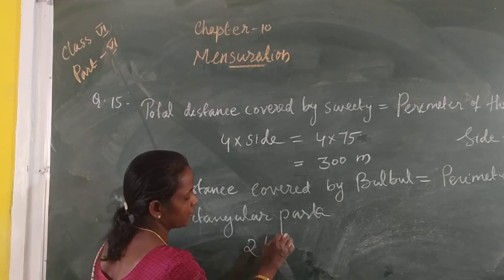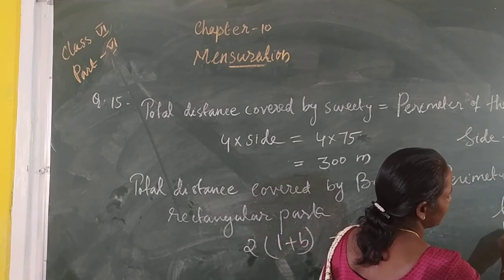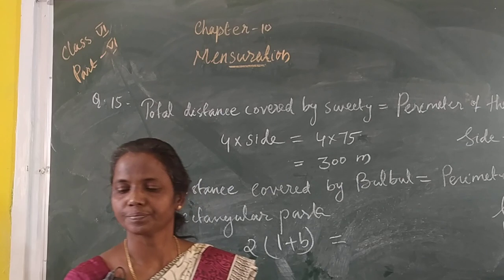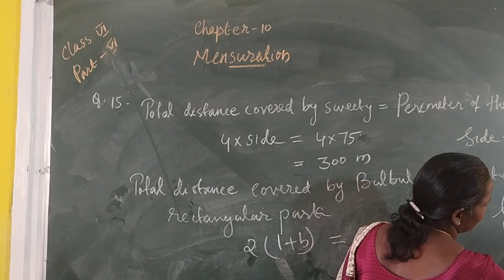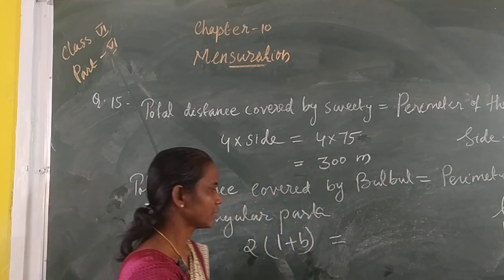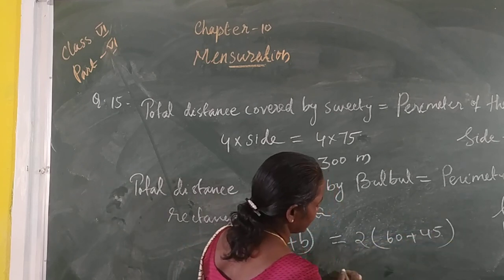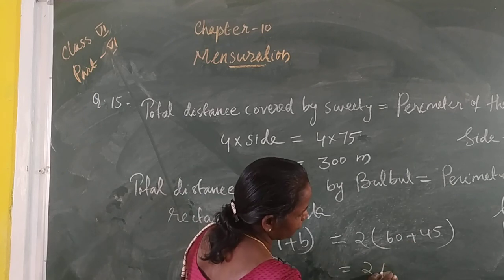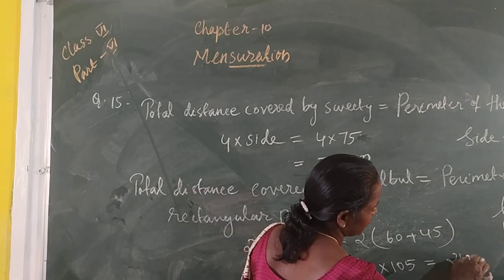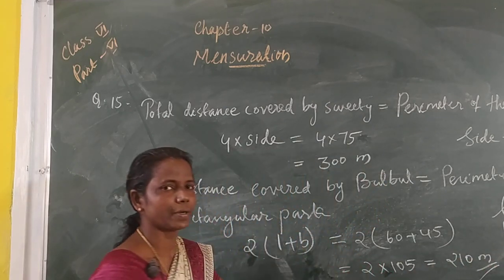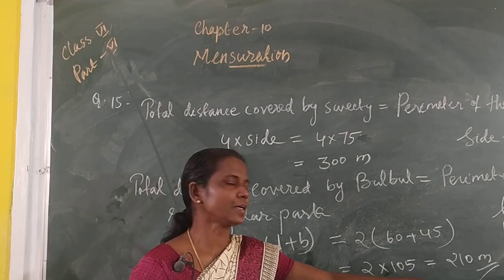Then what is the formula to find out the perimeter of a rectangle? 2 into length plus breadth. Here what is length and breadth? Length is 60 meters and breadth is 45 meters. Then we can write 2 into 60 plus 45. Then 2 into 105 is equal to 210 meters. Here the total distance covered by Bulbul is 210 meters.